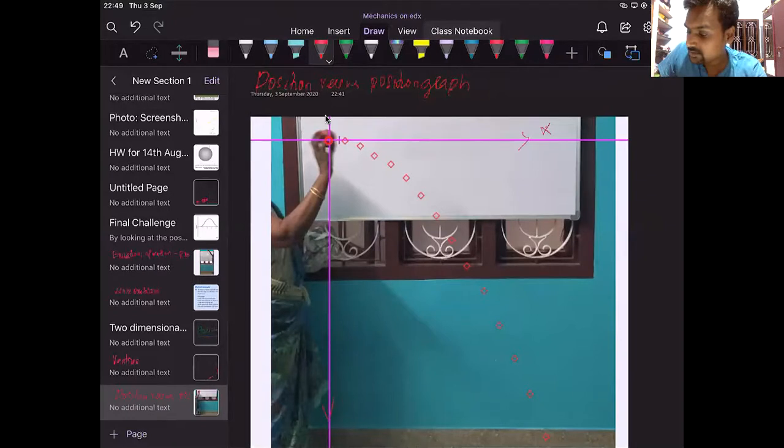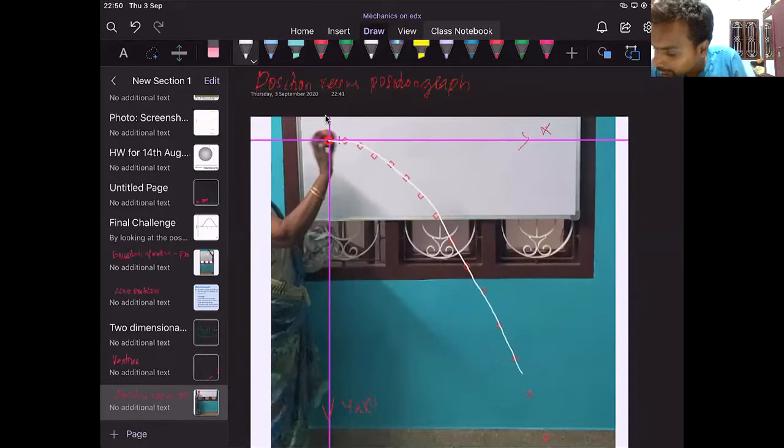x-axis and the y-axis here, and these rhombus shapes basically represent the positions of the ball across the x and y axes at various instants in time, right? So if you can quickly see, I will be able to actually draw a smooth curve here, right? So let me show you a better version of this.